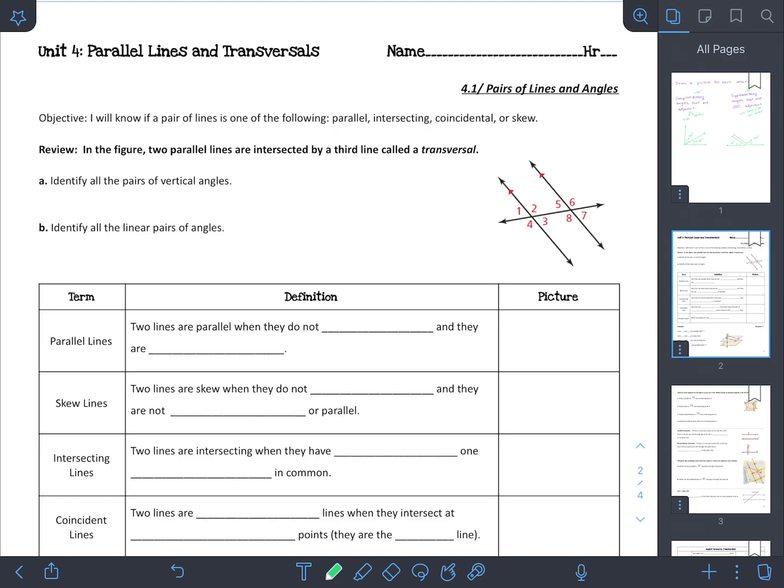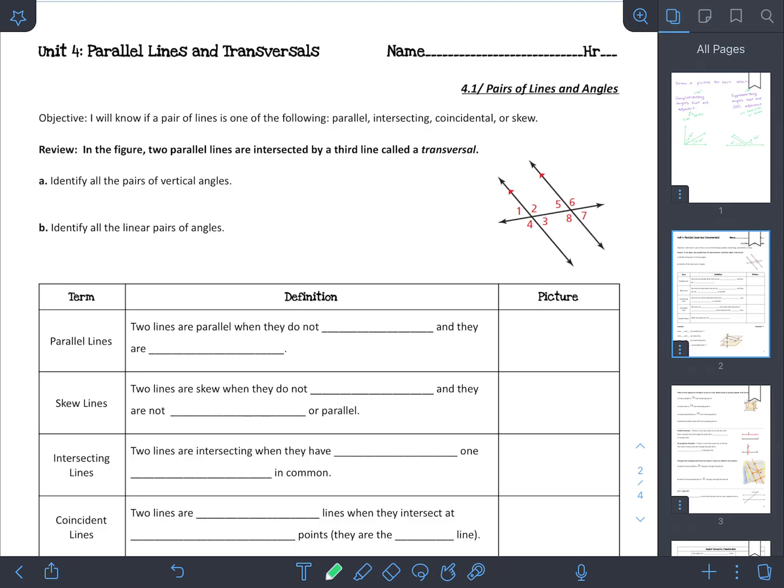So we've already been talking about angles and things that we remember about angles, which is going to feed into this lesson really well. So the objective is, I know if a pair of lines is one of the following: parallel, intersecting, coincidental, or skew. So that is our main objective for this. As we go through, adding different types of lines together and then talking about the angles that are created as a result. So first, try to do that review question on your own.